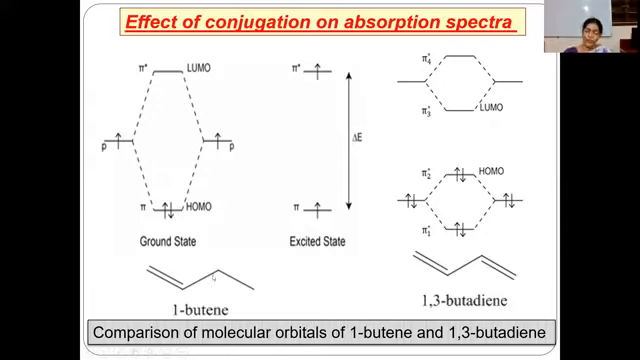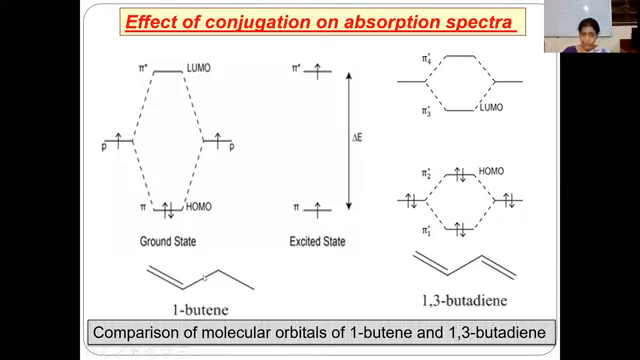In 1-butene, only one pi bond is present. For one pi bond, there are two corresponding molecular orbitals, pi and pi antibonding. In other words, we can say the highest occupied molecular orbital and the lowest unoccupied molecular orbital. In the ground state, both the electrons are paired and present in the HOMO orbital.